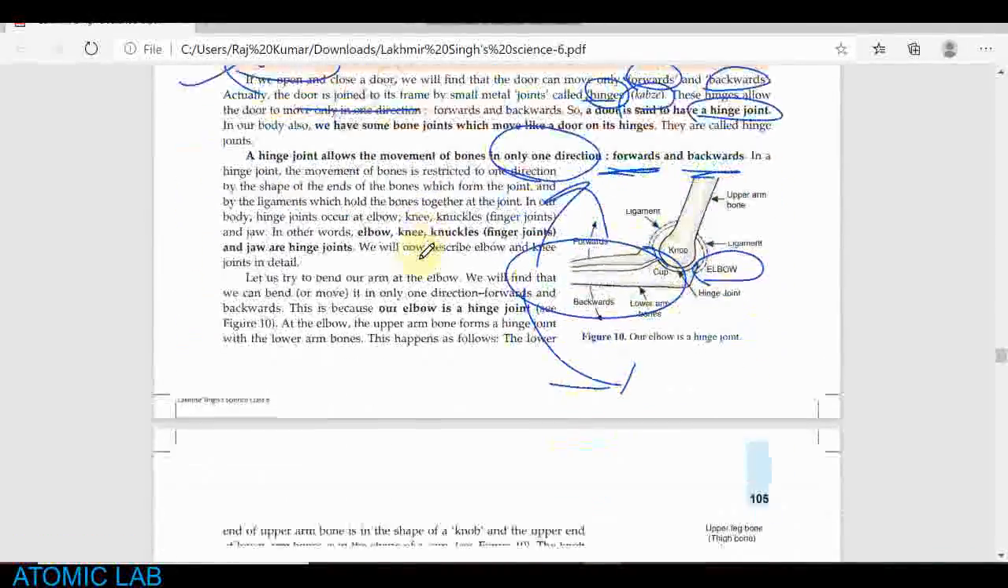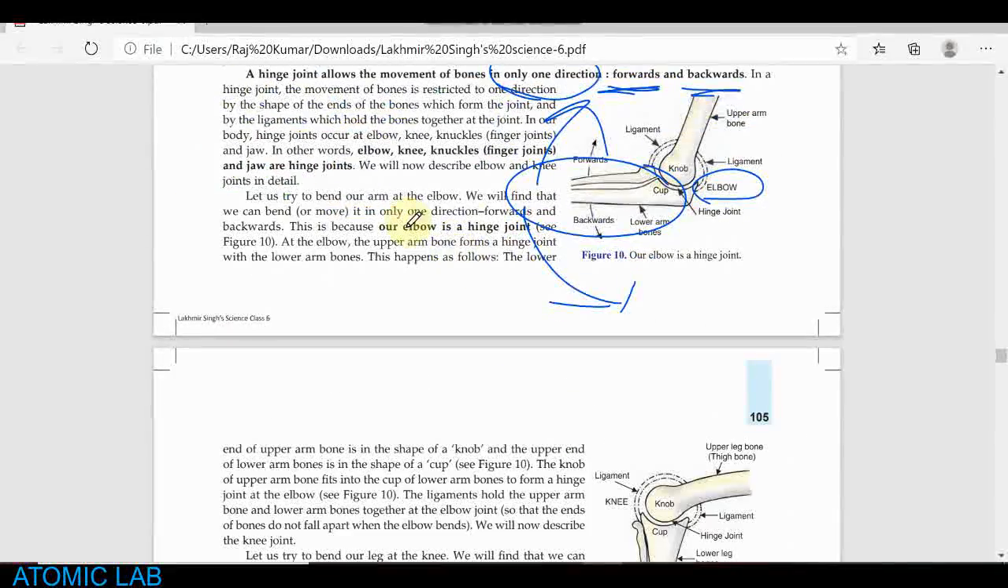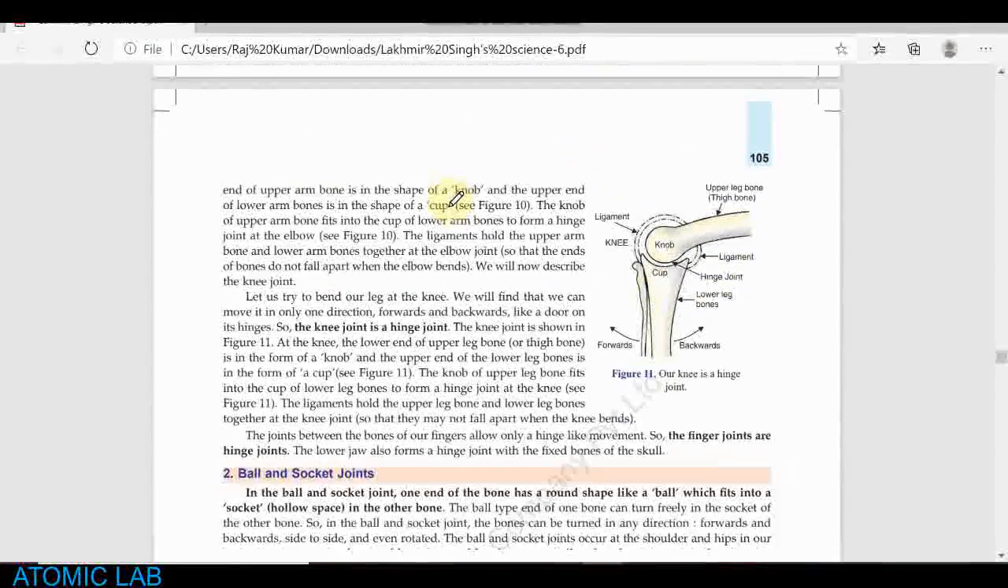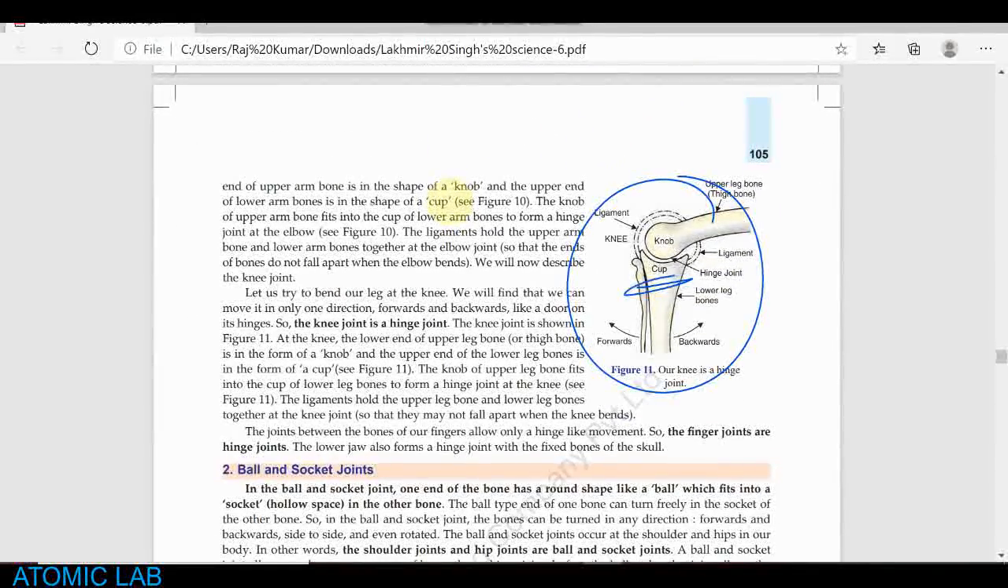You have to remember that a hinge joint is present in our elbow and our knees. One bone is interconnected with the second bone, and this is generally attached by ligaments. A ligament holds the two bones. So these joints are present in our knee, in our elbow, and in other parts. The finger joint is also known as a hinge joint.